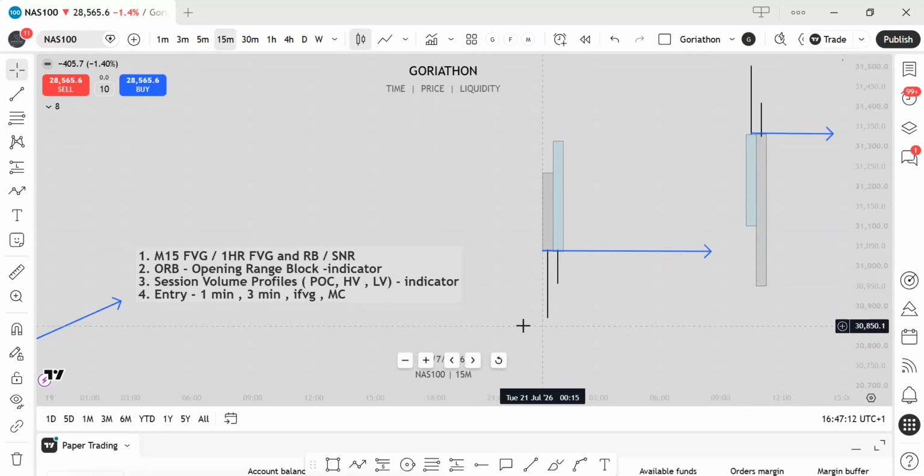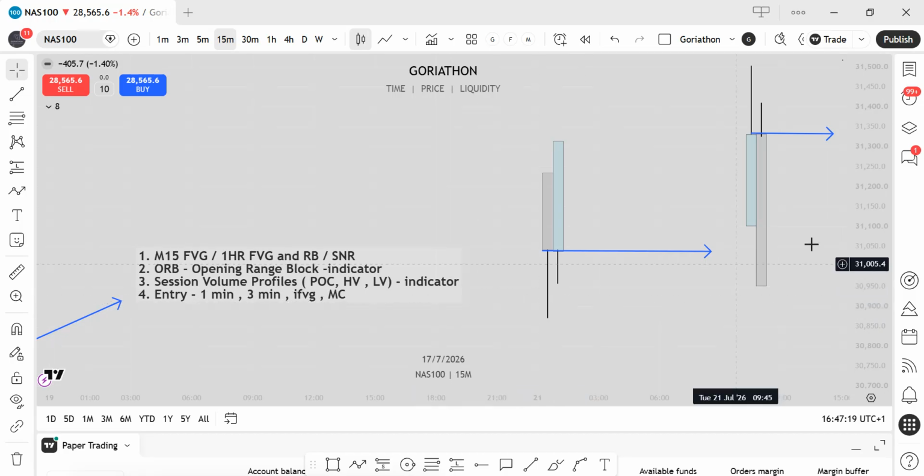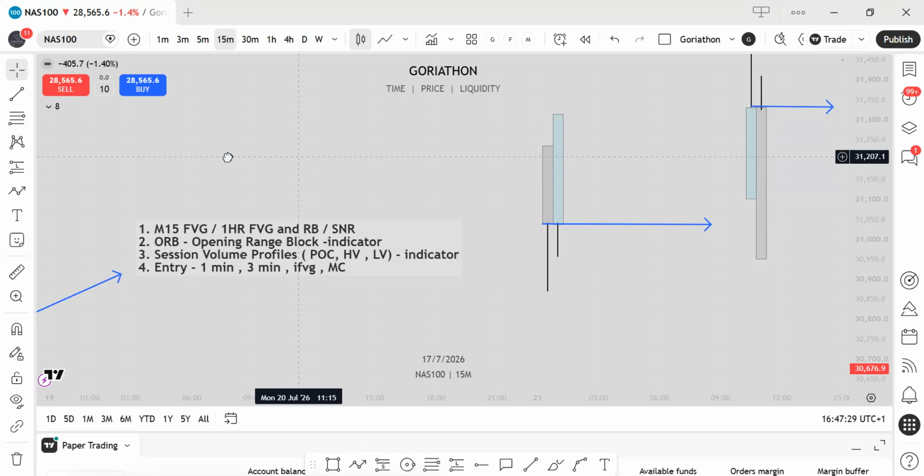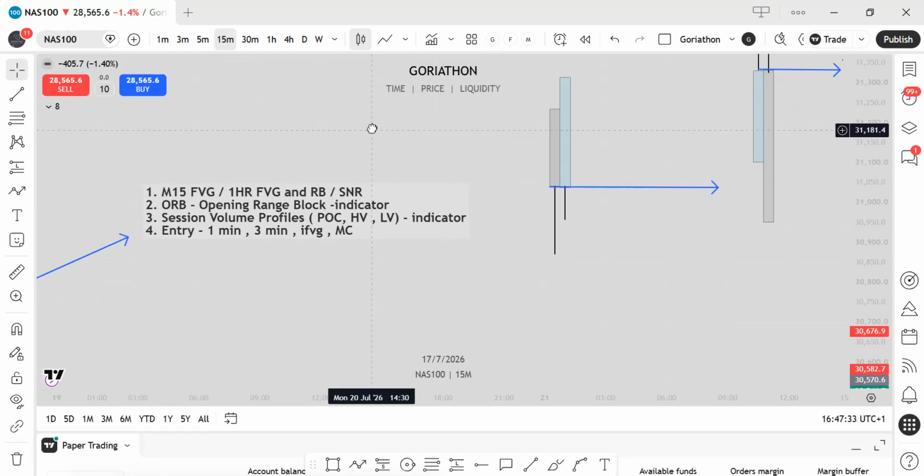Now you guys can ask me, what about the wick? Which wick should be the bigger? Should this wick be bigger than this one? What do you think? No, it doesn't matter, right? For me, I just want to see a perfect rejection block as this. That's all I want to see, and of course you utilize the other factors as well. So that's that. M15 FVG, 1 hour FVG, RB and SNR.